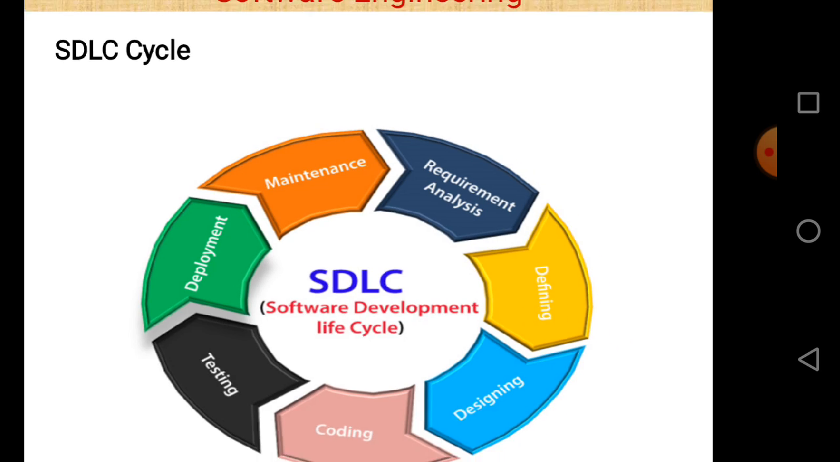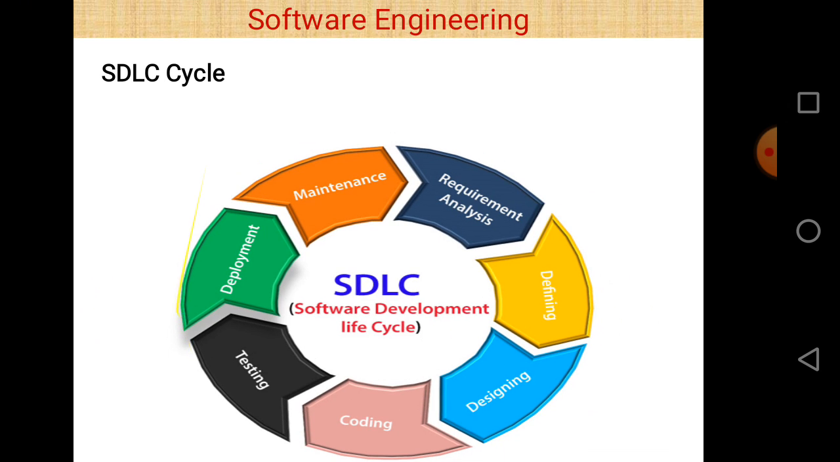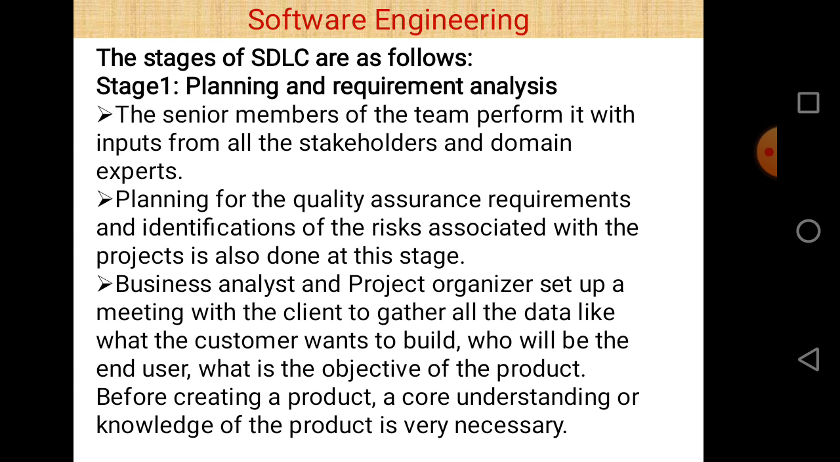Second is defining the requirement. Third is designing. After then a design should be prepared according to that definition. After that coding, and after that testing, and after that when testing is completed, after then deployment of software, and finally the maintenance. So let us take them one by one. First one is phase 1, planning and requirement analysis.